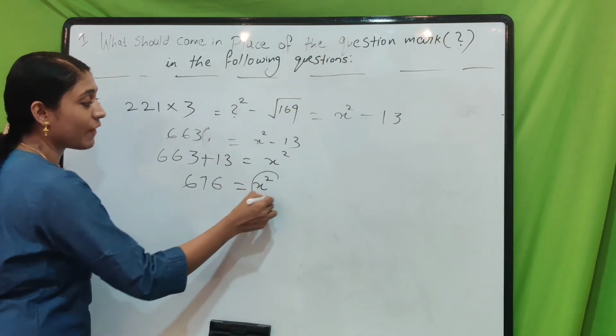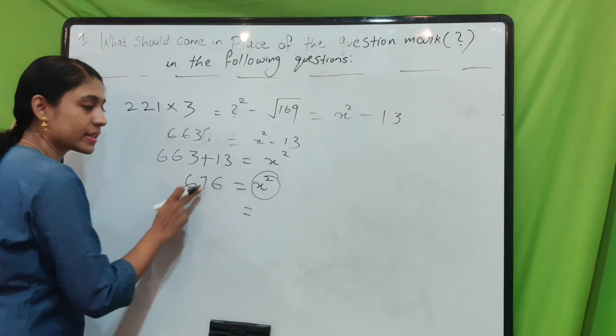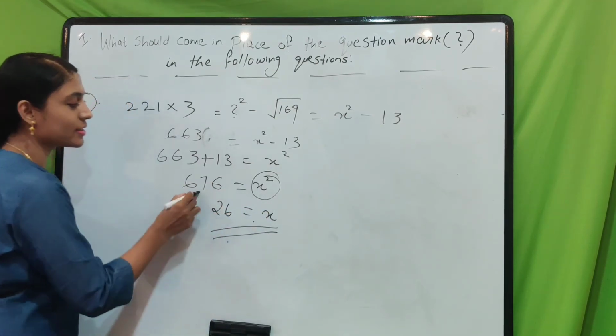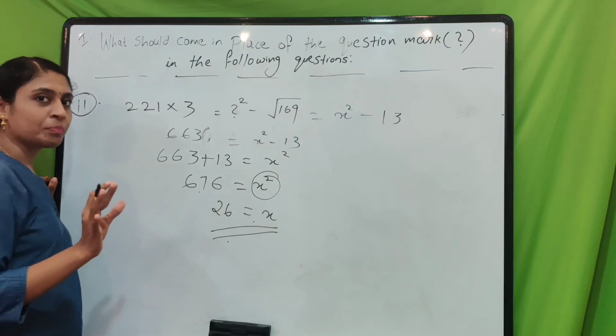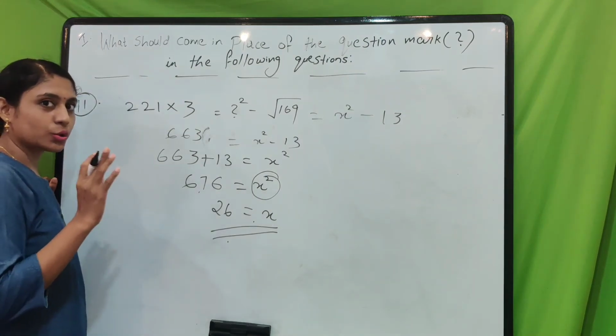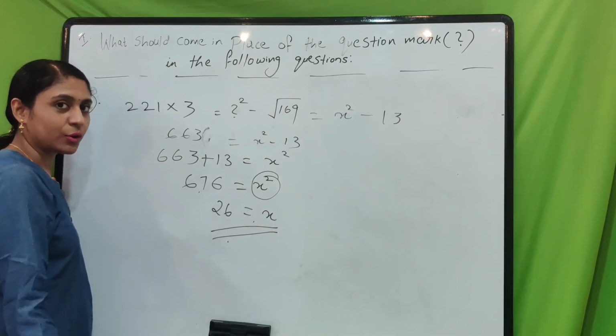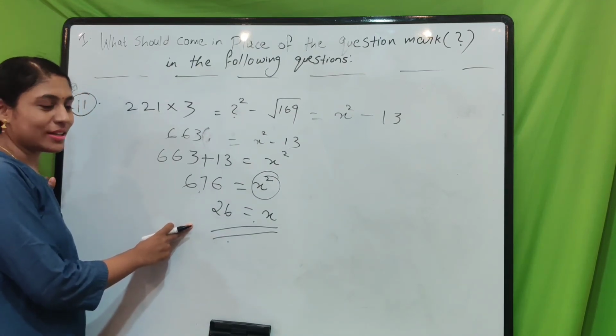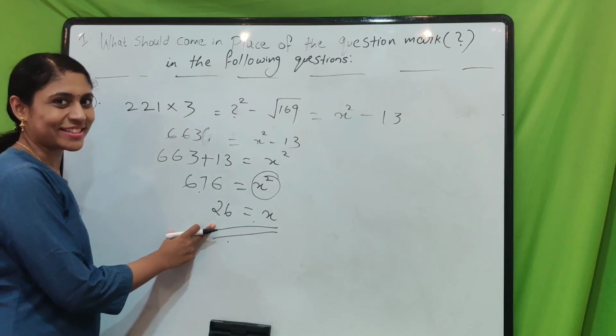We have to find out the value of x. x square is 676. So x is equal to 26. Why? Because 26 square is 676. If you don't know how to find the square root, please go through the link I will give you in the description box. So go through that and then come back to this section. Okay, so the answer for this question is 26.